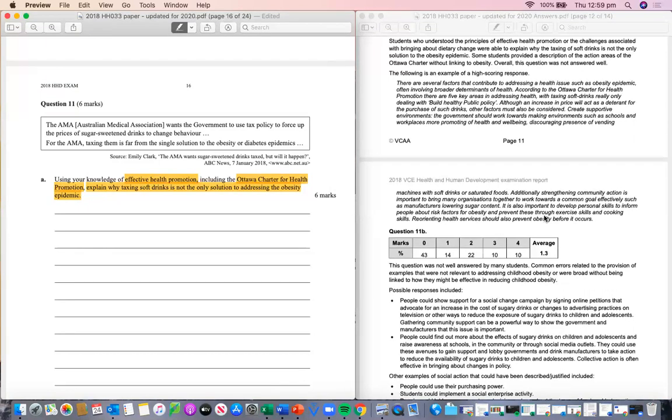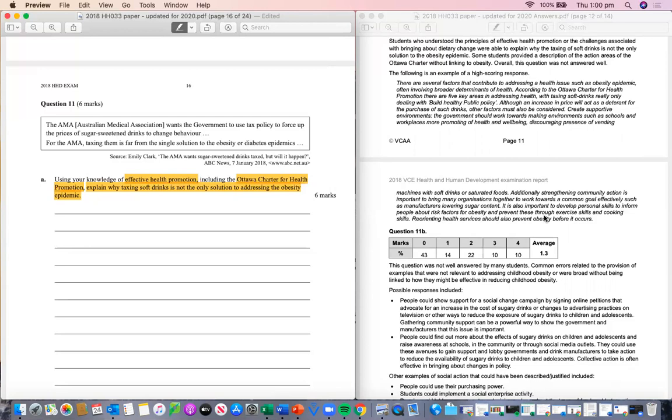Create supportive environments. The government should work towards making environments such as schools and workplaces more promoting of health and well-being, discouraging presence of vending machines with soft drinks and saturated foods. Additionally, strengthening community action is important to bringing many organisations together to work towards a common goal effectively, as well as manufacturers lowering sugar content. It is important to develop personal skills to inform people about the risk factors of obesity, prevent these through exercise skills and cooking skills. Reorienting health services could also prevent obesity before it occurs.